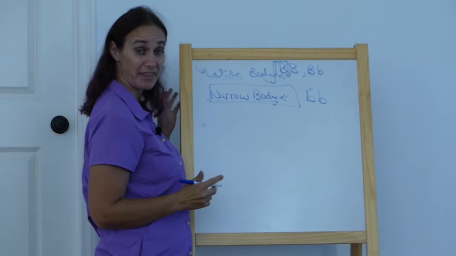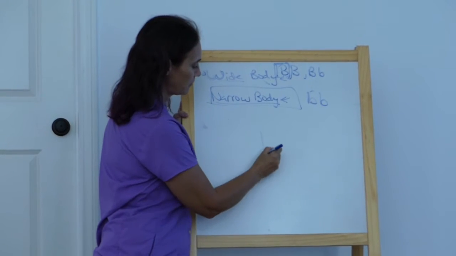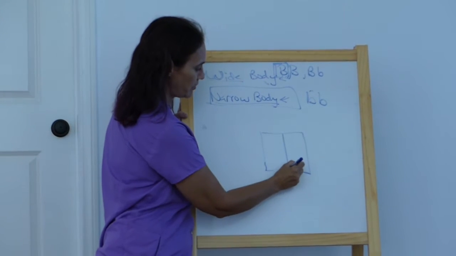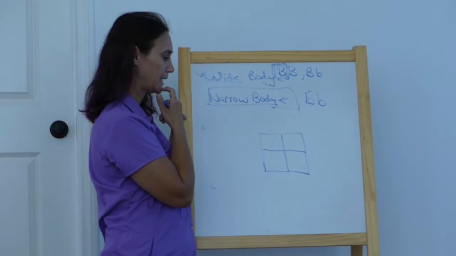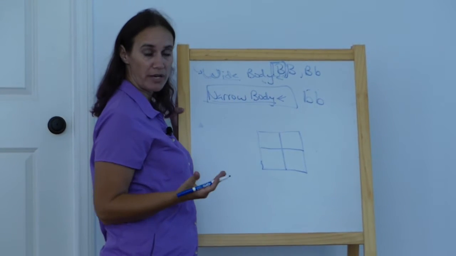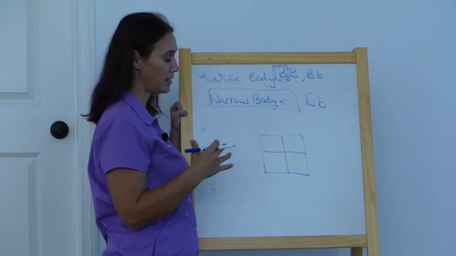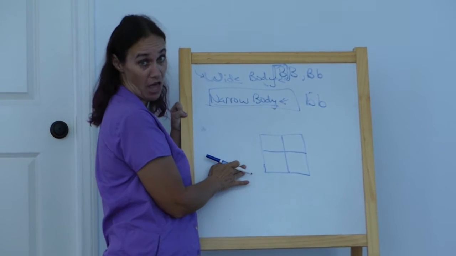We can simplify things with something called a Punnett square. Basically, we draw a square and then we split it in half twice. Okay, so it kind of looks like a window like that. Now, in order to create a Punnett square, we take the alleles from one parent and put them on one side, and the alleles from the other parent and put them on the other side.